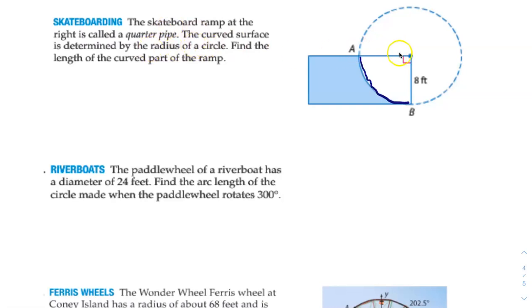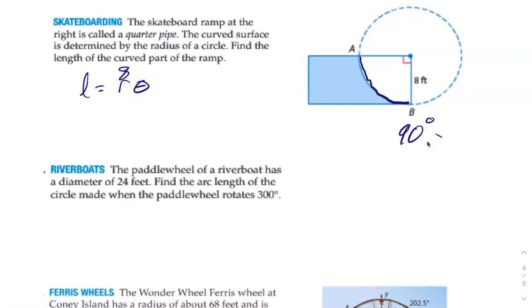So, that's our arc length. How do we find arc length? L equals r times theta. Do I have all this stuff? Oh, I have r. R is 8. Do I have theta? Now I have 90 degrees, but don't remember, this only works in radians. So I gotta convert 90 degrees to radians.